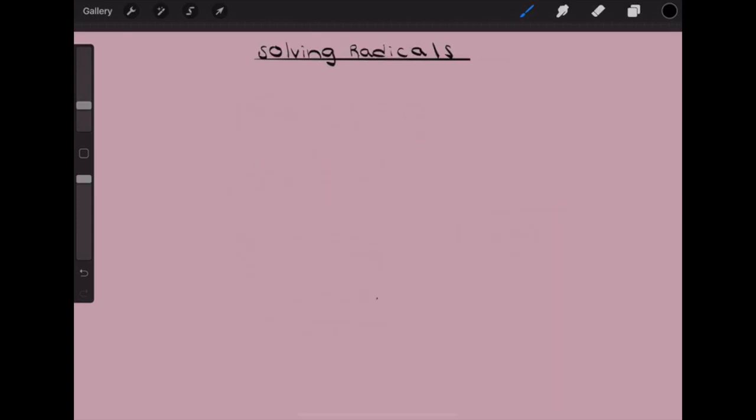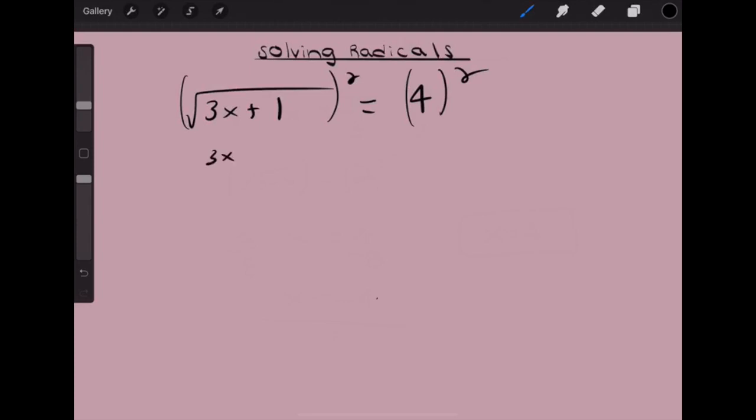Now for our next problem, we'll have the square root of 3x plus 1 is equal to 4. Now, we don't have any extra number here, so we don't have to worry about adding anything over yet. So all we have to do now is just square both sides to cancel out the square root. 3x plus 1 is equal to 16.